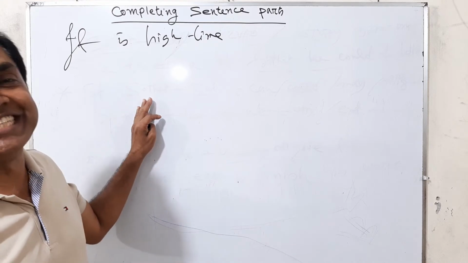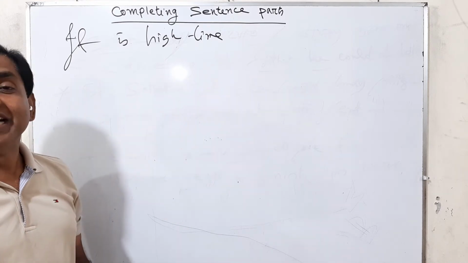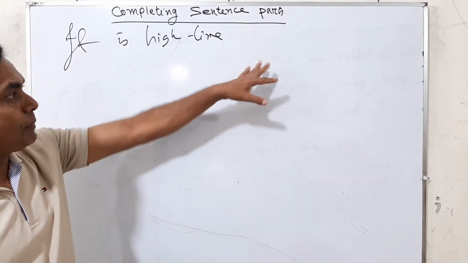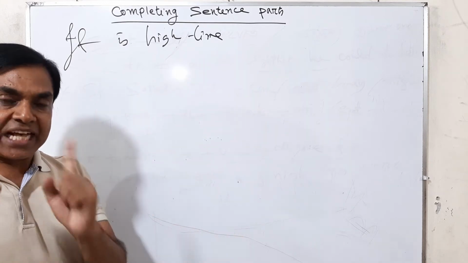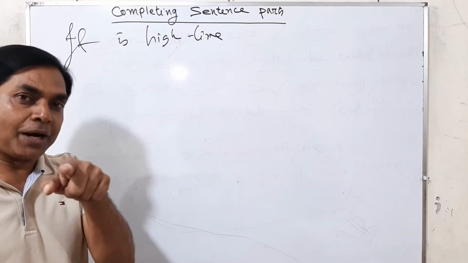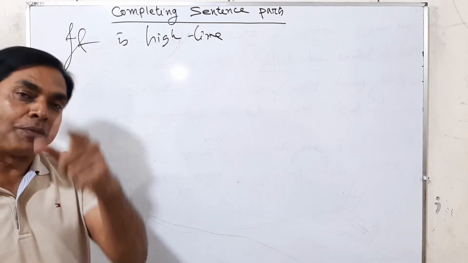Yes, it is too much easy and simple. The other part will be simple past tense. How can we make simple past tense? Subject plus past form of the verb.